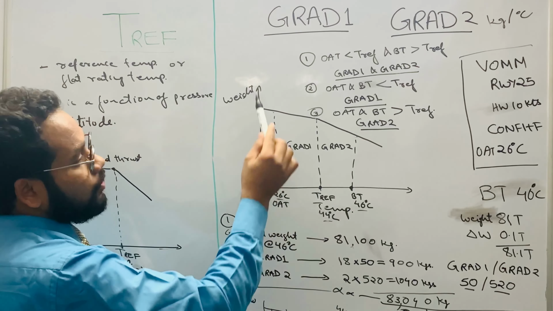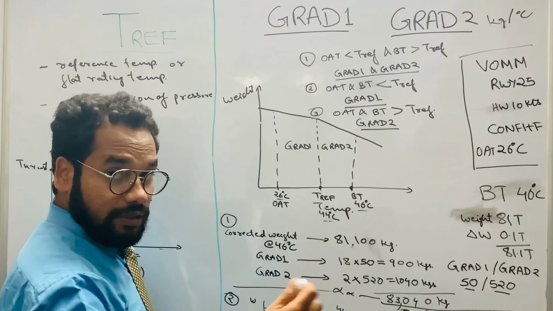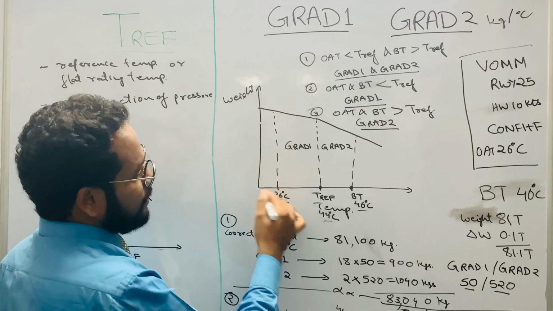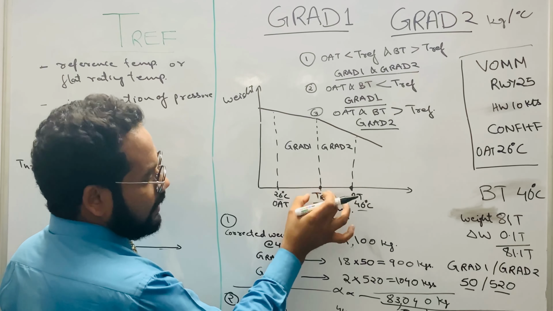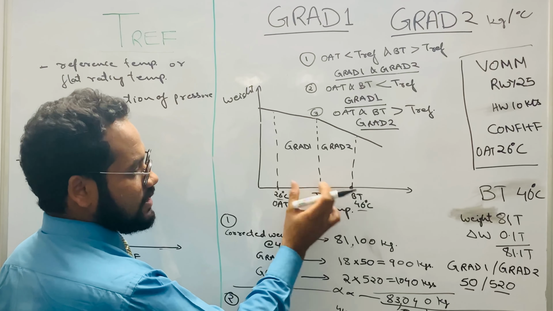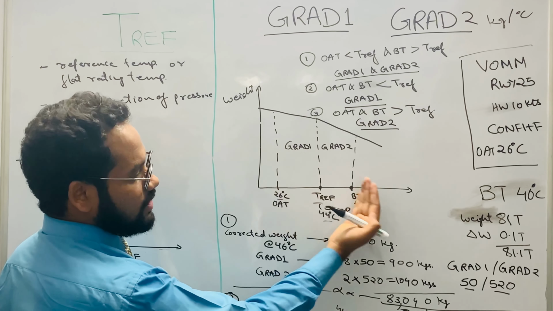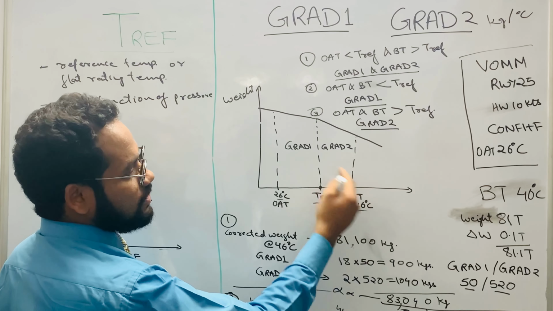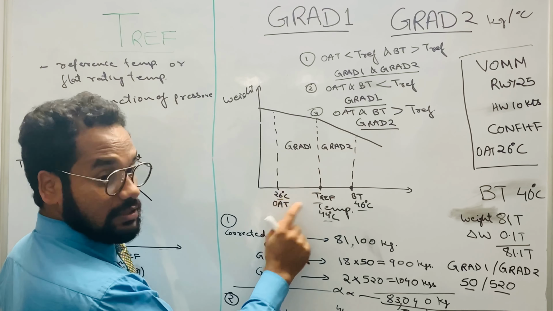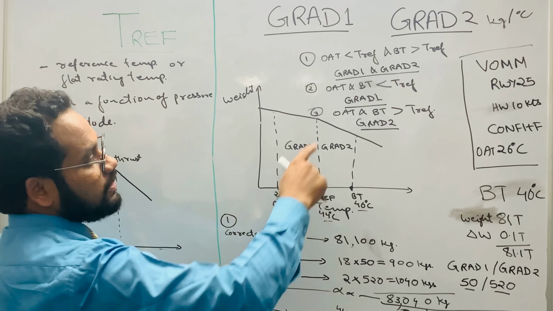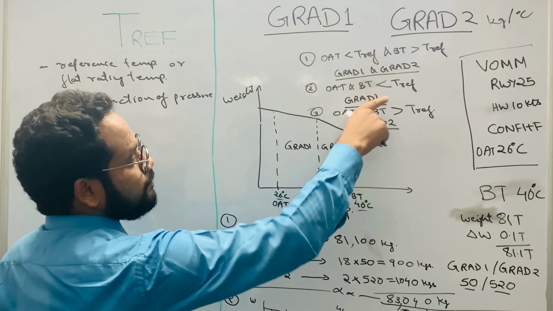How do you apply it? Just draw a graph so that it is easier for you. Write TREF, assume it's something in the center. On its left side we have OAT, then grad 1. On its right side we have the lowest temperature, then grad 2. So both are applicable in this case. Next, the case we discussed: OAT and box temperature less than TREF.